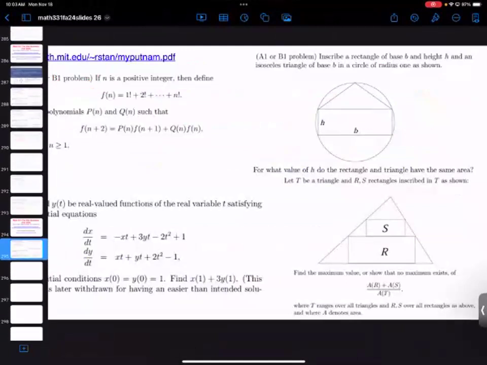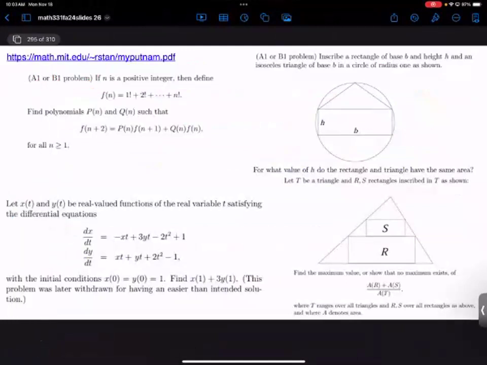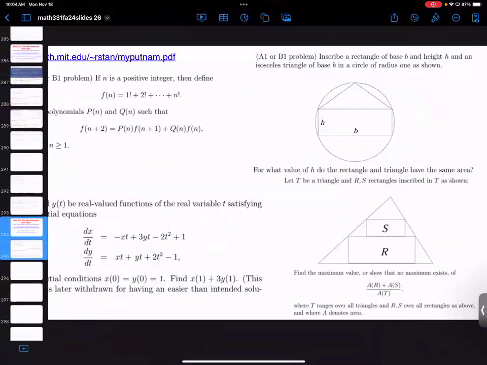All right, so we were looking at a couple of problems from last time. In particular, an A1 or B1 proposed problem about looking at sums of factorials. So let Fn be 1 factorial plus 2 factorial all the way up to n factorial. Try to find polynomials Pn and Qn such that Fn plus 2 equals Pn Fn plus 1 plus Qn Fn for all n greater than or equal to 1.